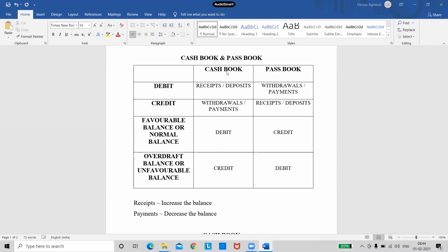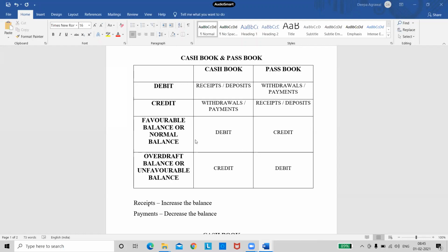As I told you, in the cash book, debit is all your receipts, and you can also call the receipts deposits. In the passbook, debit is all your withdrawals or your payments. Payments are also called withdrawals. Again, credit in the cash book is payments, and credit in the passbook is deposits or receipts. Remember, cash book and passbook are opposite to each other.